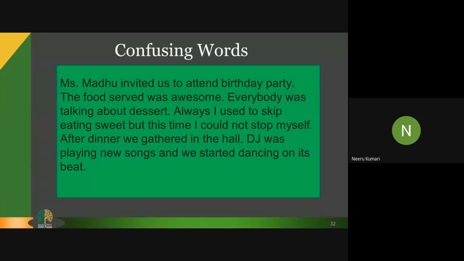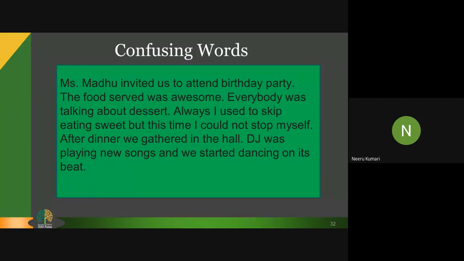Now, let us once again redo this and understand. Miss Madhu invited us to attend, spelling was wrong, birthday party. The food served was awesome. The spelling of awesome was to be corrected. Everybody was talking about dessert. It's not the desert. Desert is the barren land which is completely filled with sand. Whereas when we add S in the word desert, dessert, we are talking about the sweet.